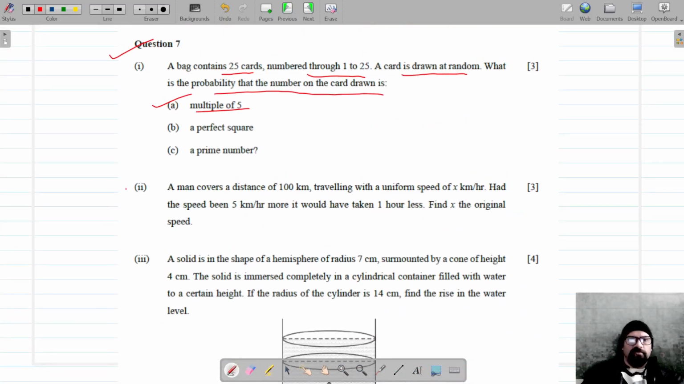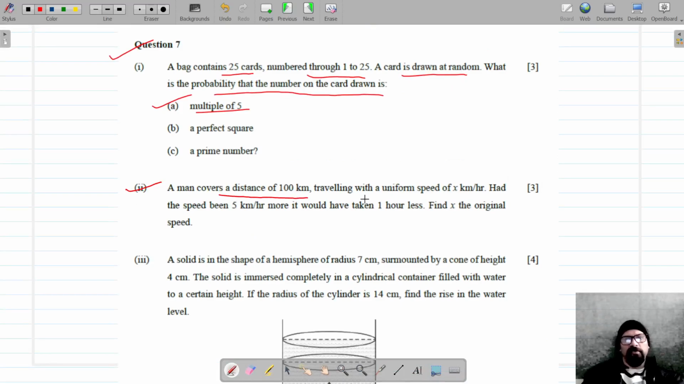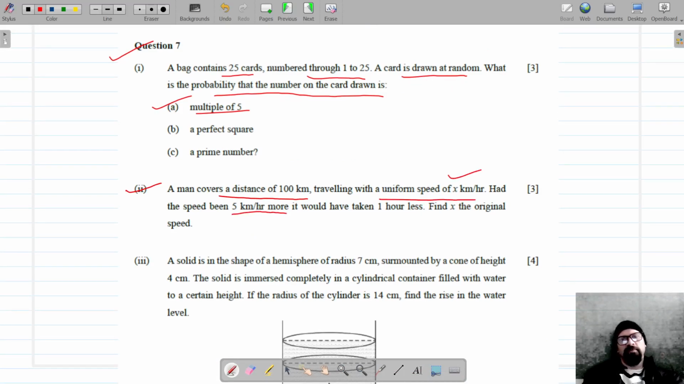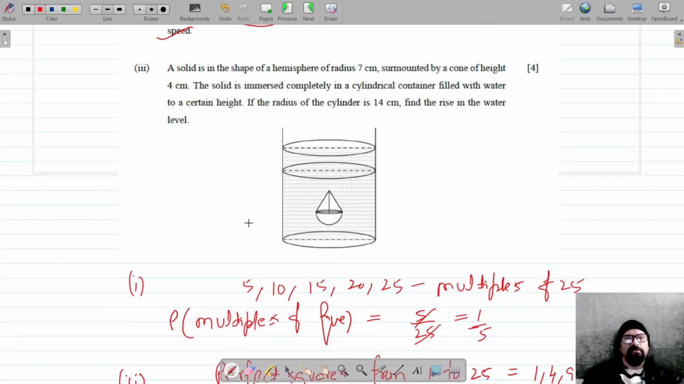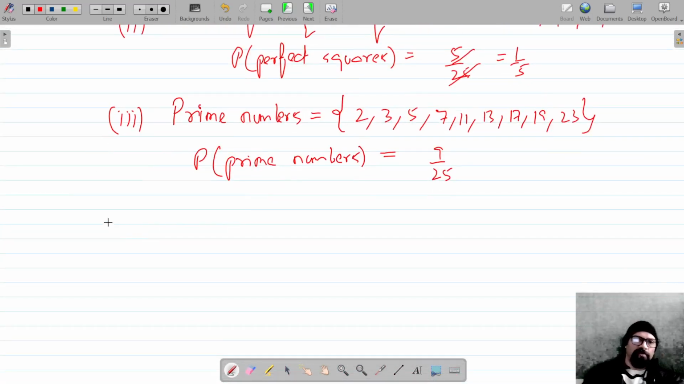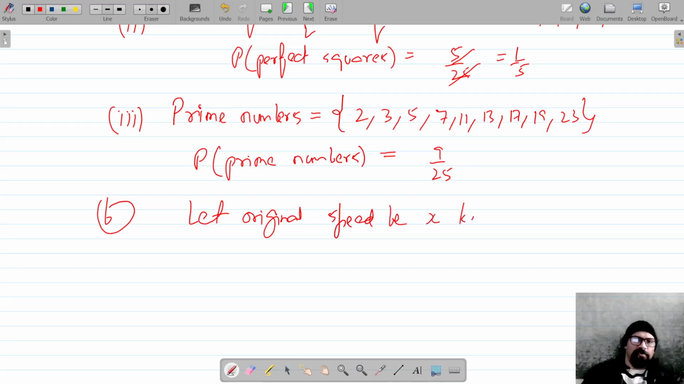Okay, moving on to the second question. A man covers a distance of 100 km traveling with a uniform speed of x km per hour. Had the speed been 5 km per hour more, it would take 1 hour less. Find the original speed. So let the original speed be x km per hour.